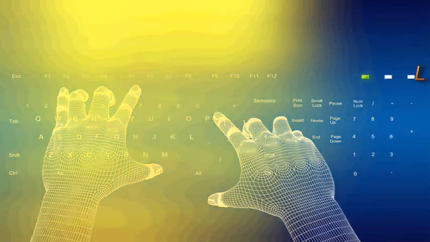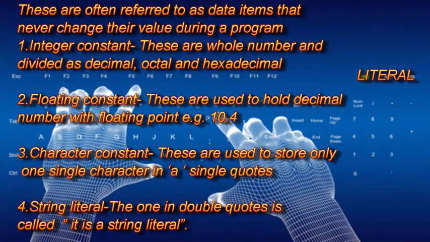Now coming towards the next kind of token that we have, that is literal. Literals basically mean the data items that never change their value during a program. They are classified into four categories: integer, floating, character and string literal. Integer constants are whole numbers and are further divided into decimal, octal and hexadecimal, which the computer can easily understand. So these are known as integer constants, which only include whole numbers and no decimal value.